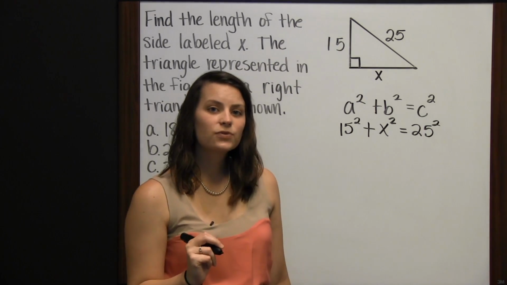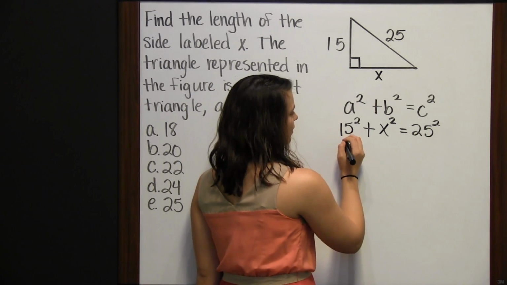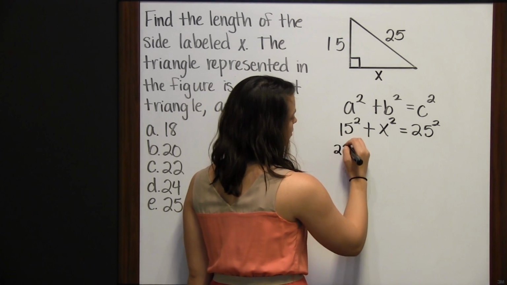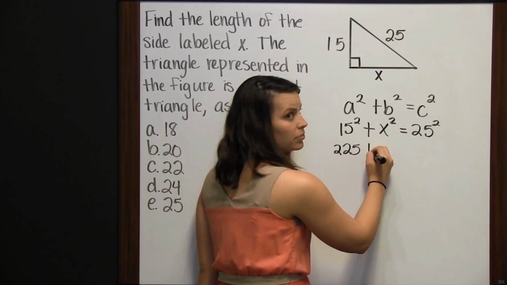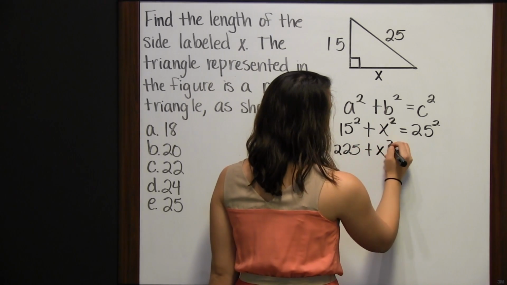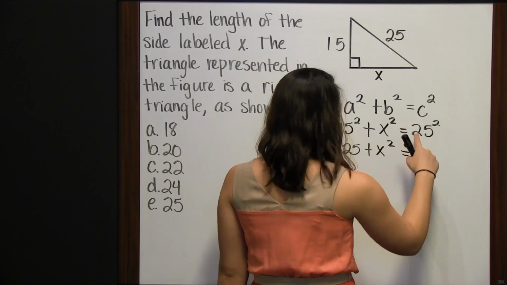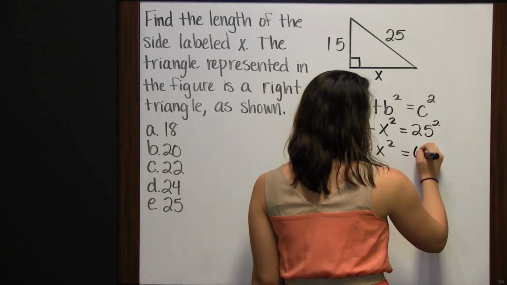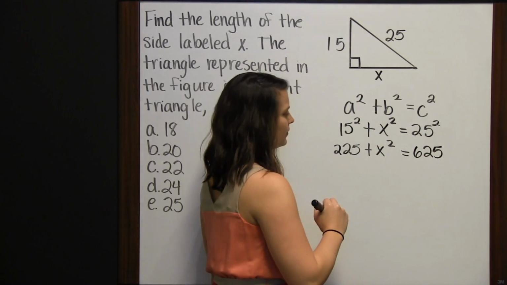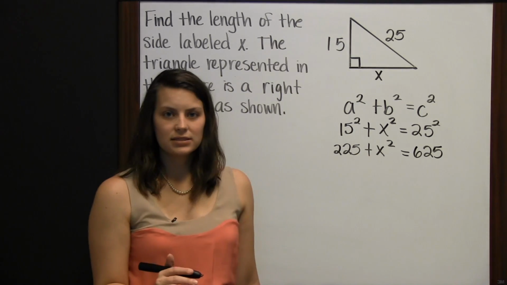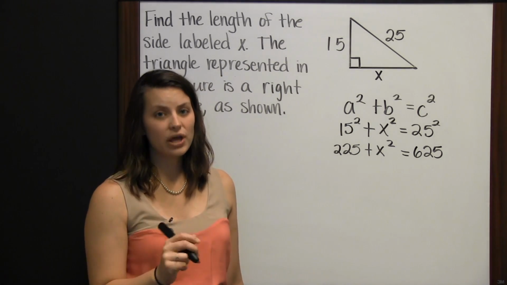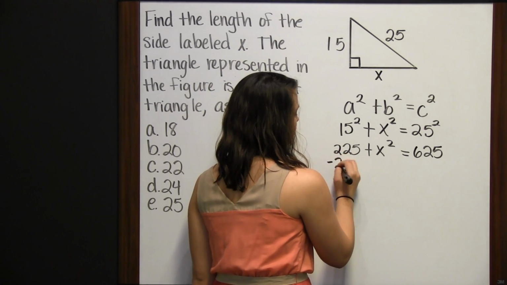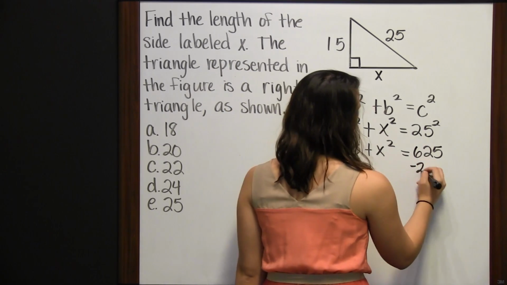Now we need to simplify by squaring 15 and 25. 15 squared means 15 times 15, which is 225, plus x squared is equal to 25 squared, which is 25 times 25, or 625. Now we're trying to find what x is, which means we need to get x alone. To do that, the first thing we need to do is subtract 225 from both sides.